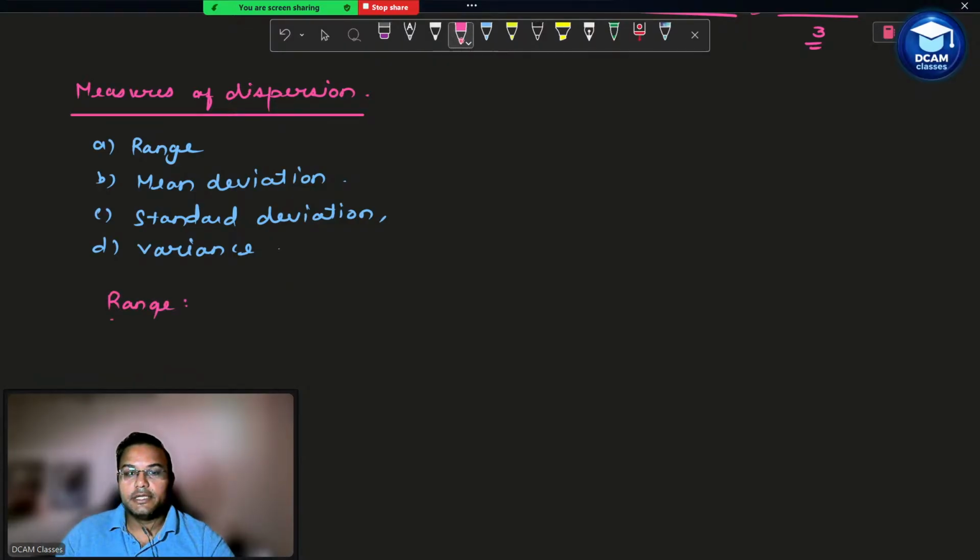What is the range? Range is a simple thing. When we talk about the range of anything, what does that mean? It's the maximum value minus the minimum value. Max value minus minimum value is known as range.